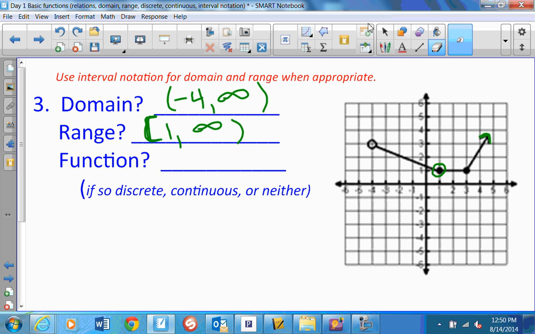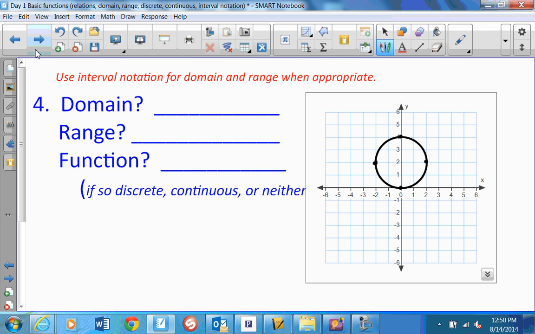So is it a function? Yes, indeedy. It is, and it would be continuous. Okay. What about this circle? Give me the domain. There you go. Feel free to join in.